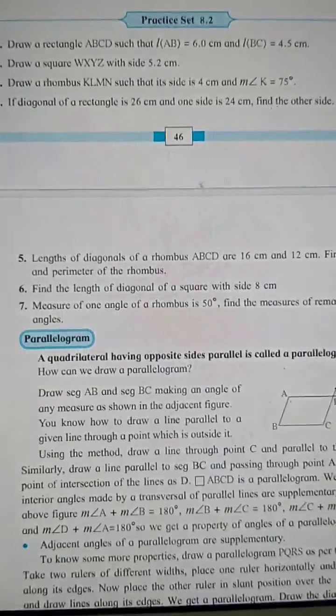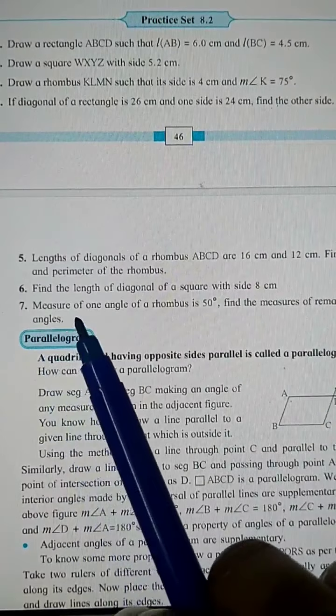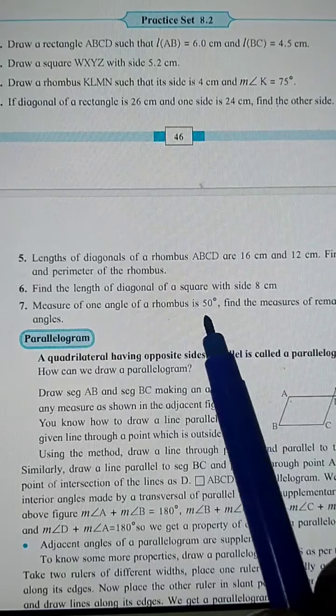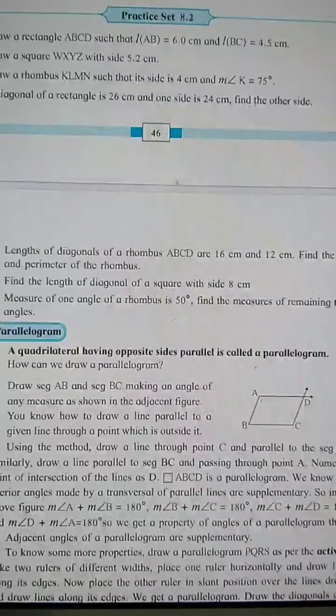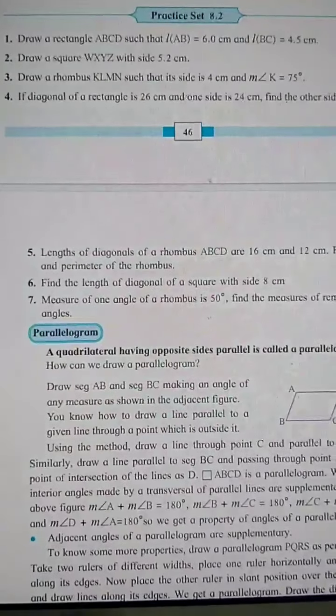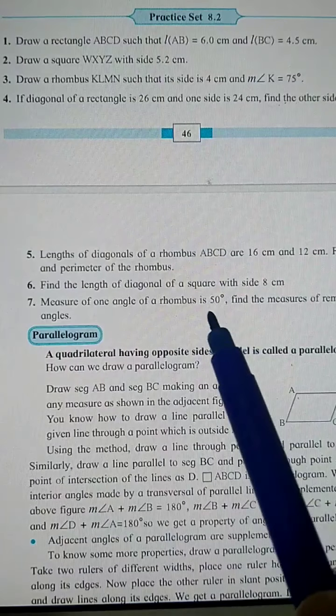Okay, so we have reached the last sum of this practice set. 7th sum. Measure of one angle of a rhombus is 50 degree. Rhombus again. Find the measures of the remaining 3 angles. So we will draw a rhombus, show one angle as 50 degree.